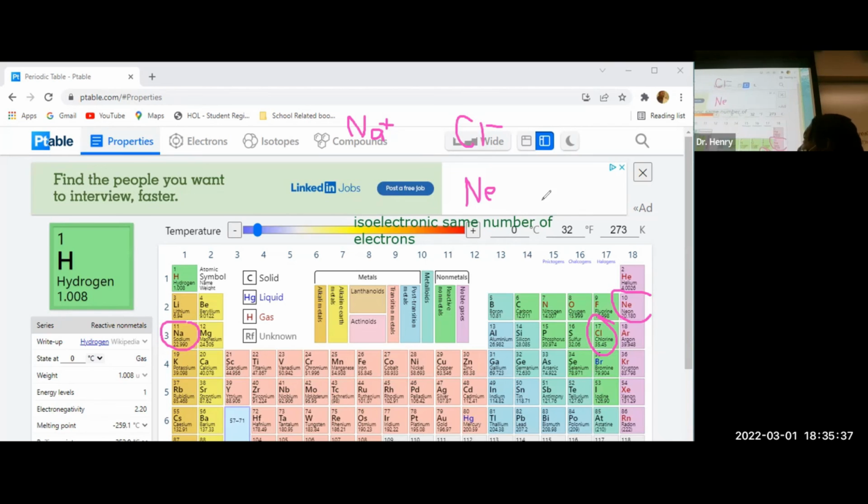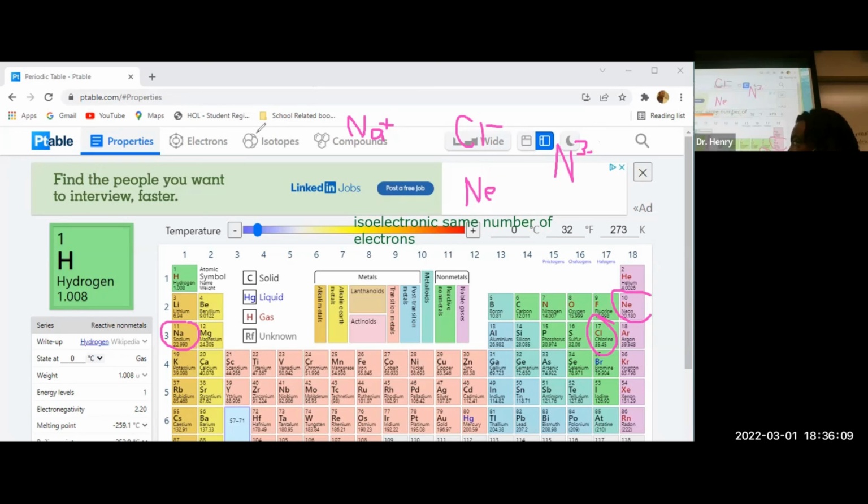So let's look at nitrogen. Nitrogen is how far from being a noble gas? It's about 3, right? So 1, 2, 3, 3 away. So if nitrogen gains 3 electrons, how many electrons will nitrogen have? 10. So who would it be isoelectronic to? Neon. Okay. So the elements that are in the main group are trying to be like the noble gases.